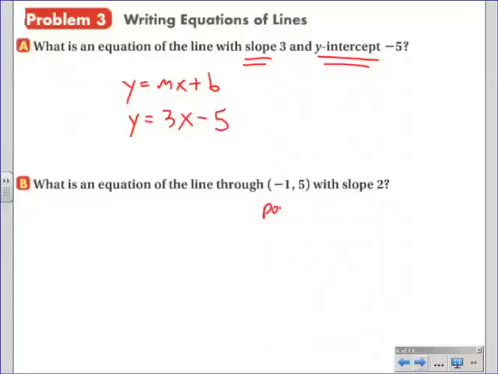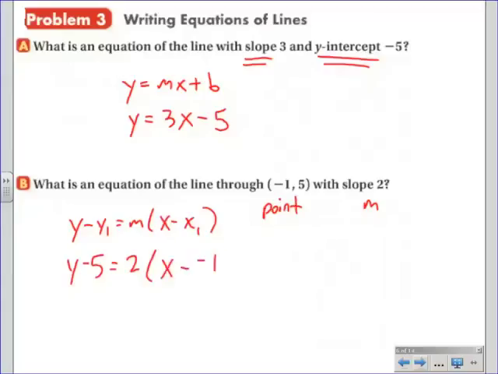For B, I'm given a point and I'm given a slope. So we'll use point-slope form. Y minus y1 equals m times x minus x1. So y minus, my y value is 5. My slope is 2. My x value is -1. So you may be tempted to write it like that, but we always need to simplify things. So subtracting a negative is going to become a plus. So there's my final answer.